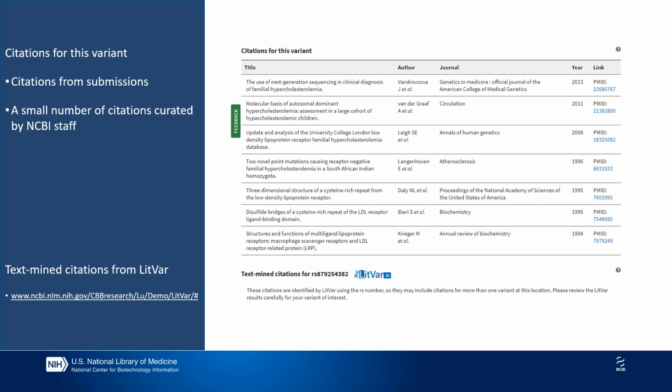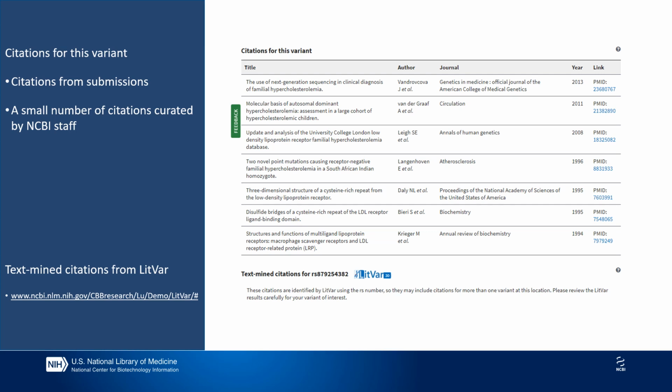If you continue scrolling down the page, you get to the final section, which is focused on citations. Many users come to ClinVar to start their literature search about a variant. So we help with that by summarizing all of the citations that have been reported to us for a variant in this table called Citations for this variant. This table may include a small number of citations that were curated by NCBI staff, but we are not really doing any level of comprehensive literature review. By and large, this table includes citations that came to us in submissions.